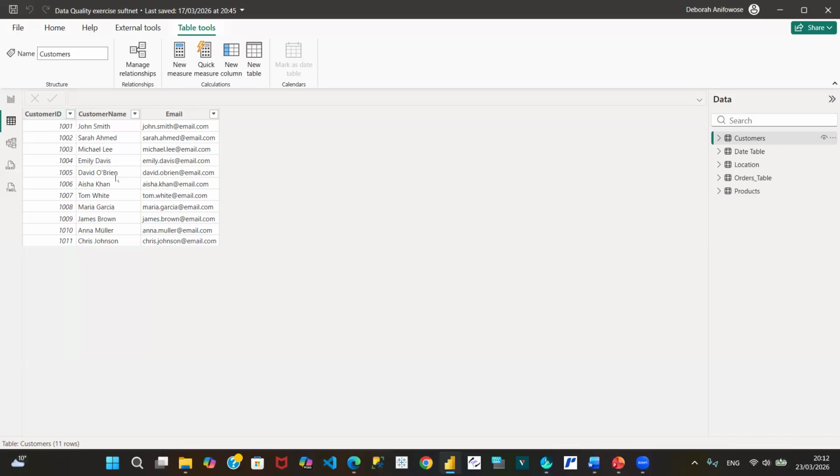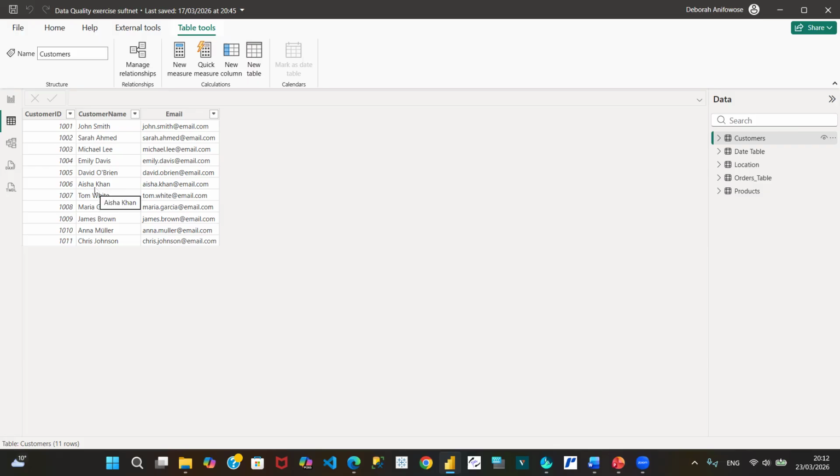The same thing with this table here, which is a customers table. We have the ID: John Smith, his ID is 1001. Sarah Ahmed, ID is 1002. Michael Lee, ID is 1003, and so on. So within this table, customer ID is a primary key because it is unique to each row, unique to each person on this table. That makes it a primary key.